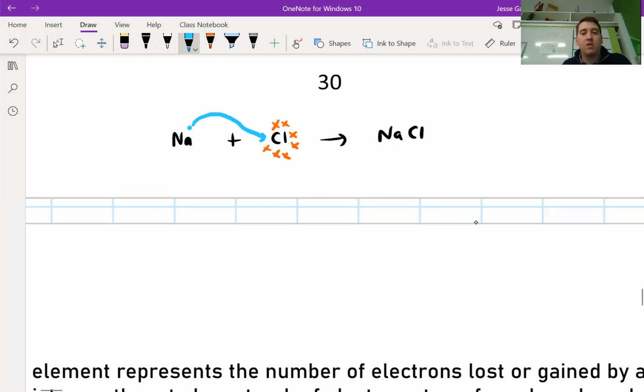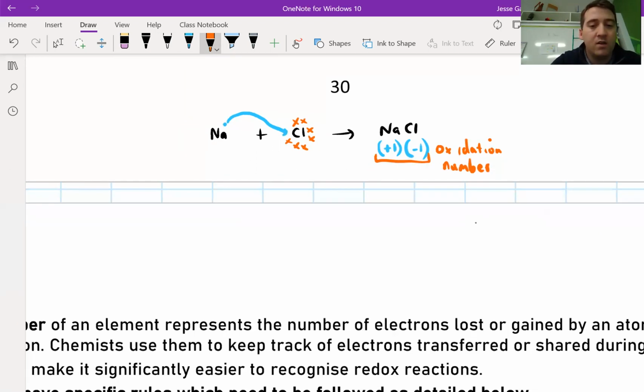And chemists use numbers to help keep track of what's going on. So we would say that sodium has a number of +1 and chlorine has a number of -1. This is basically where we use the numbers to track the movement of electrons during chemical reactions. These numbers written underneath here are what we call oxidation numbers. Okay, so oxidation numbers: numbers that chemists use to keep track of how electrons move in a reaction.